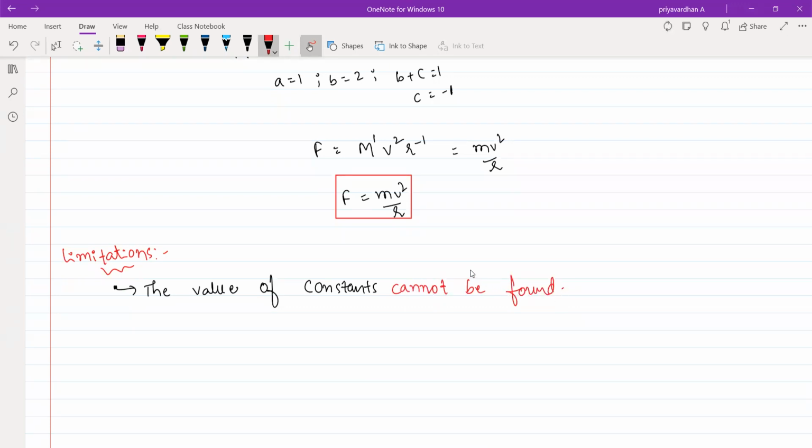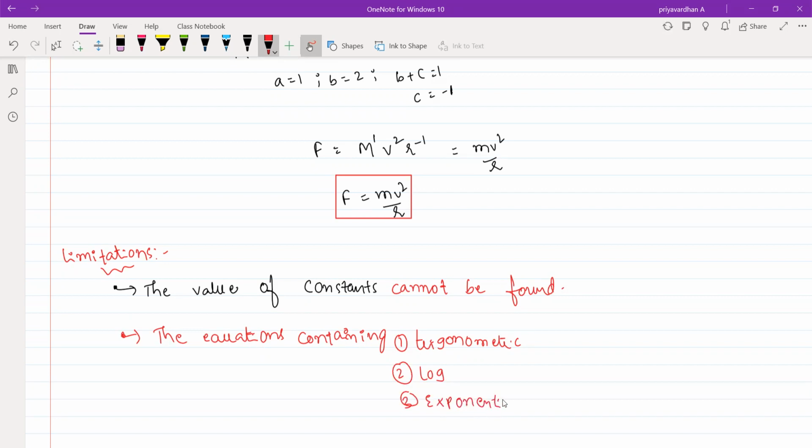And one more thing, with this method, equations containing trigonometric quantities, as well as log quantities and exponential quantities, you can never analyze. This is a major fact. We cannot analyze them.